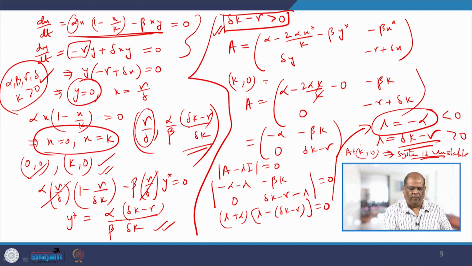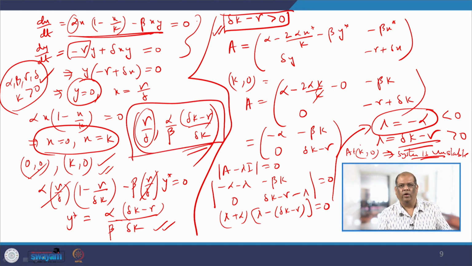Similarly, you can check for (0, 0) and this non-zero equilibrium point, which I leave for you as practice. In my next class, I will again be discussing the stability of the system, but Lyapunov stability.